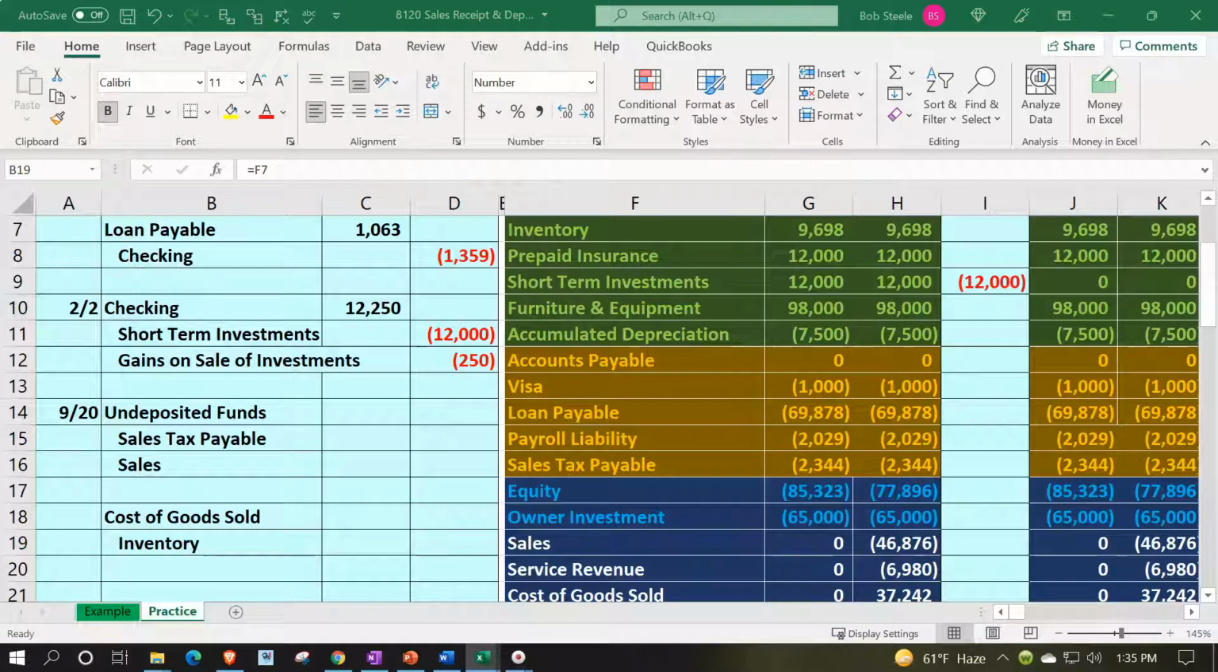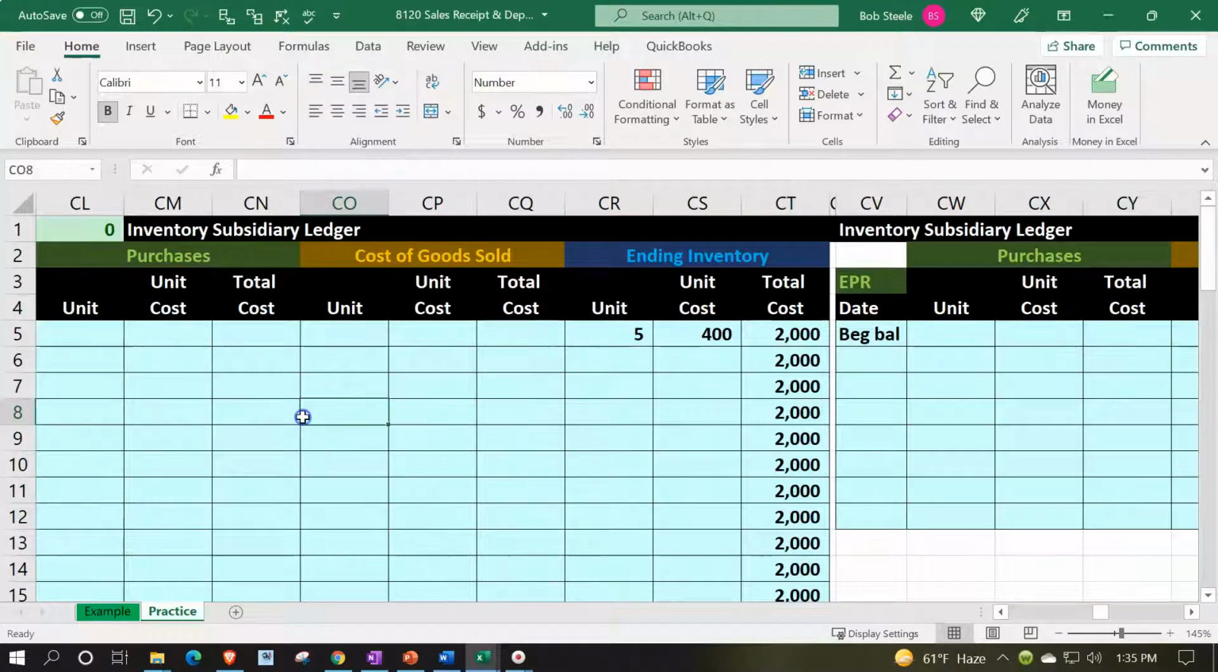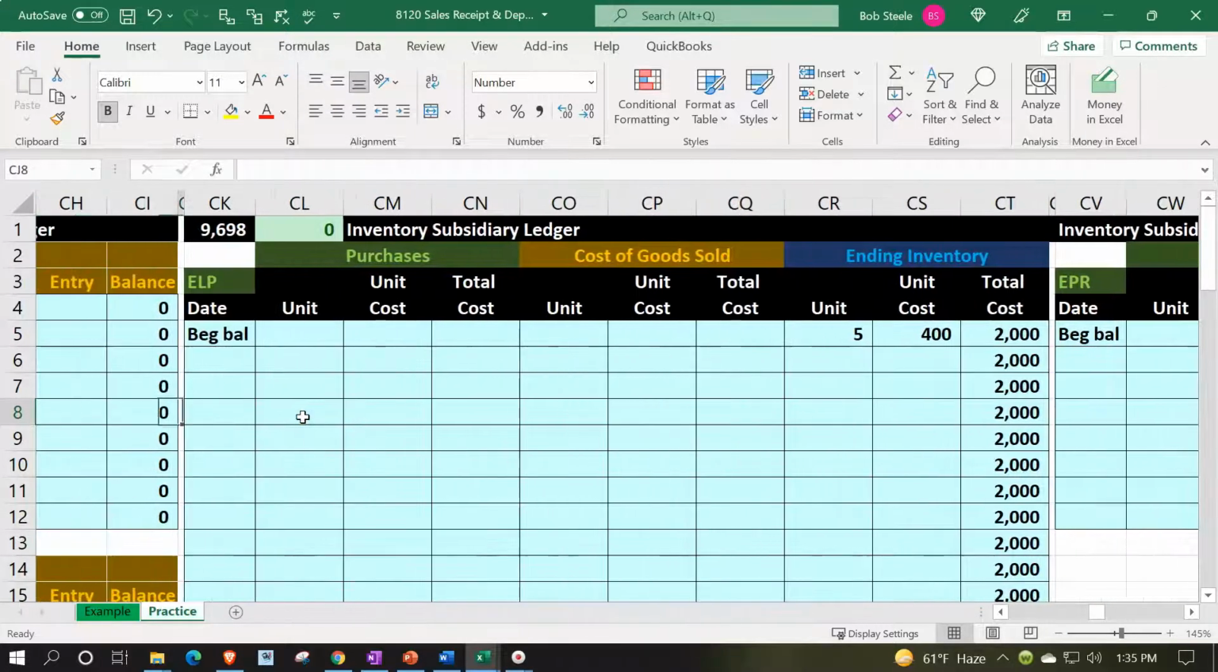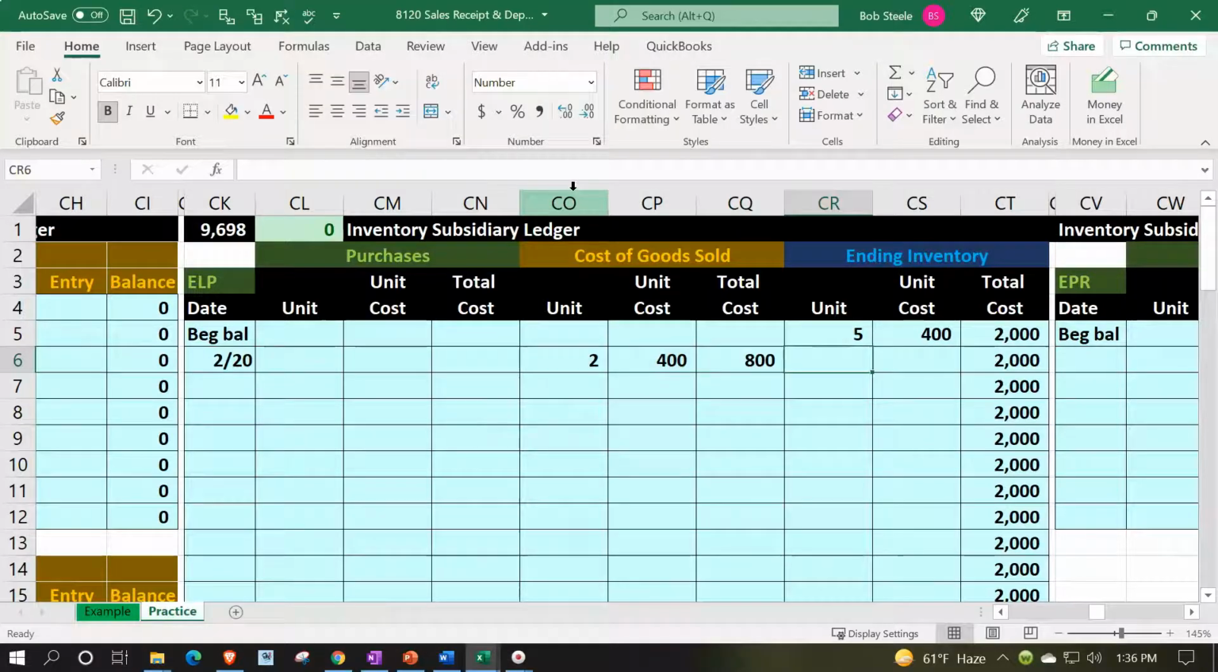I'm going to build this from the bottom up now by thinking first about the cost that we're going to be putting in place when we make these sales. So let's go all the way over to our inventory subledger for the guitars that we are selling. We're going to be selling one of these ELPs. We sell a lot of the ELPs. This is happening on 2/20, I think it was, and the amount that we're going to sell in the cost of goods sold column is going to be two of these at a cost of 400, 2 times 400.